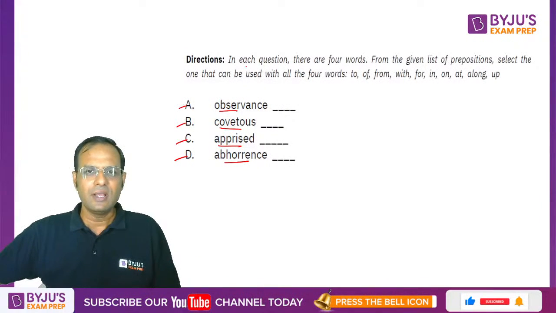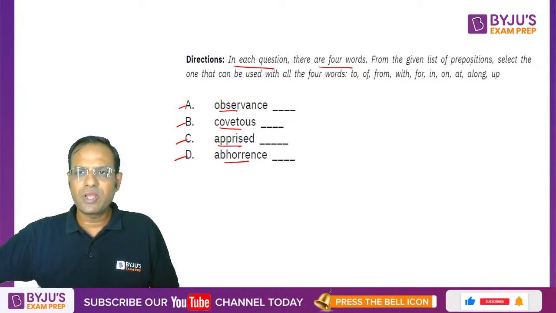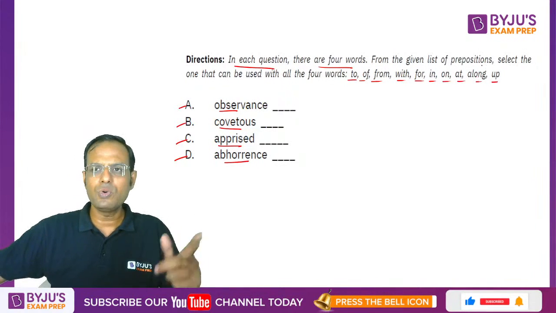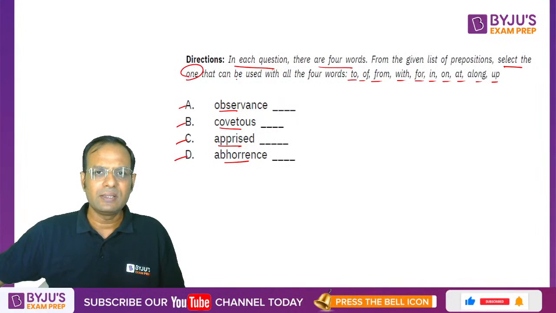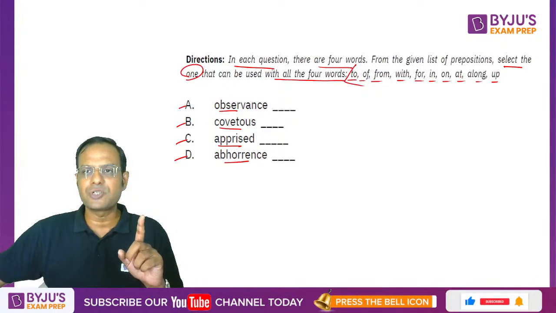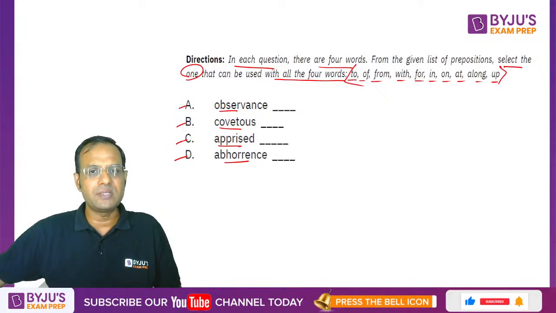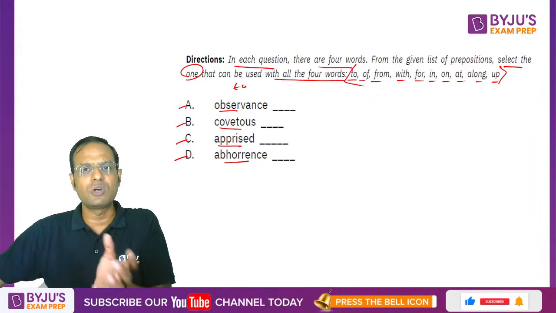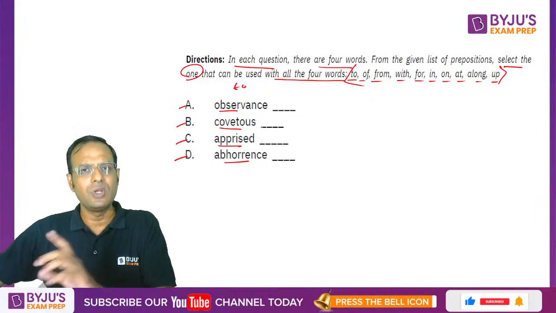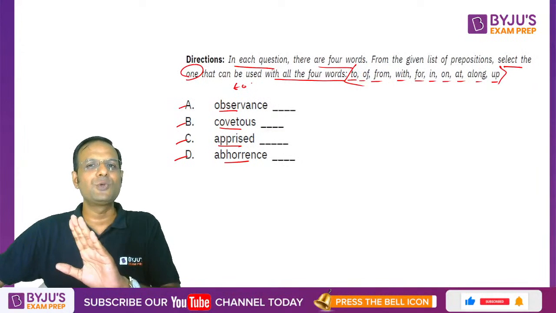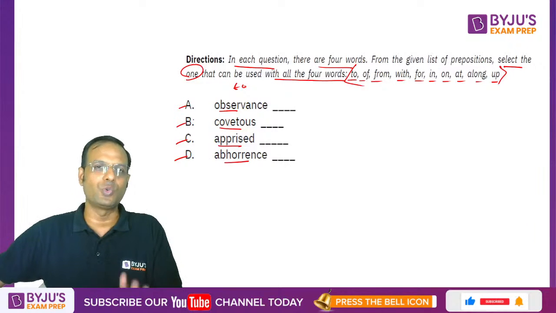The direction says, in each question, there are four words, A, B, C, D. From the given list of prepositions, what do we have to do? Select the one that can be used with all the four words. It means out of these prepositions, you have to choose one which can be commonly used for A, B, C, D. For example, if you choose two, then it becomes observance two, covetous two, apprised two, abhorrence two. You just have to choose one preposition that can be used commonly for all these words.